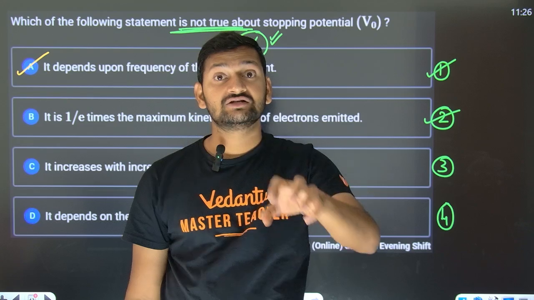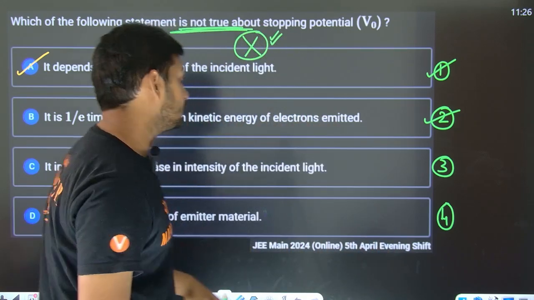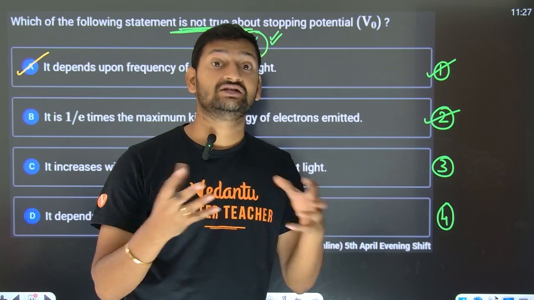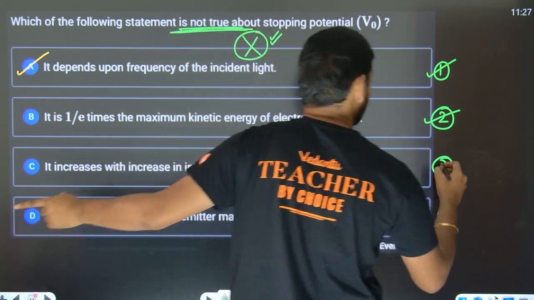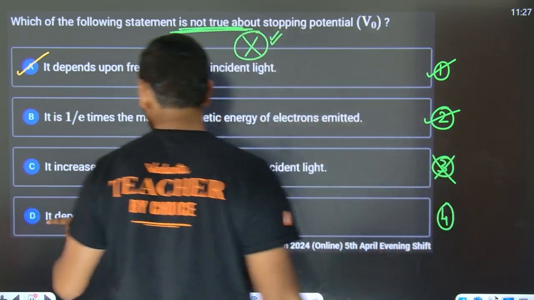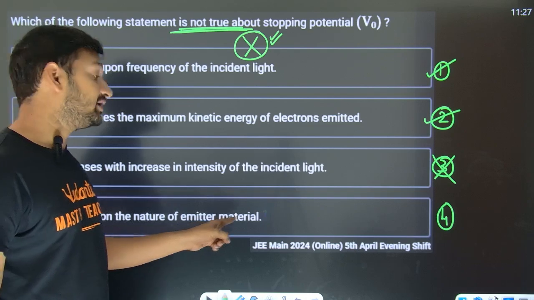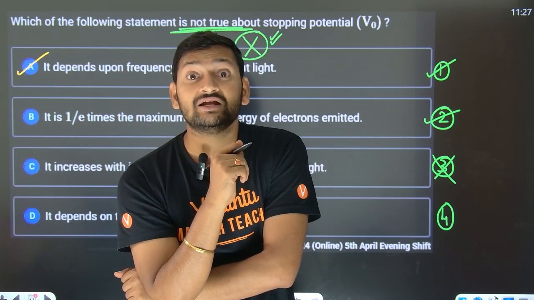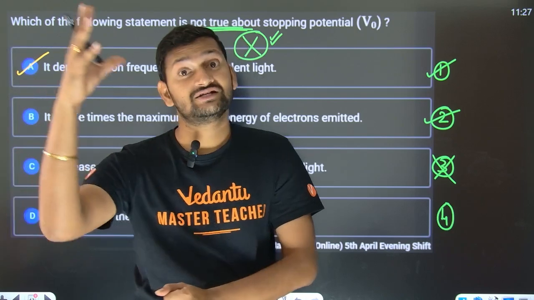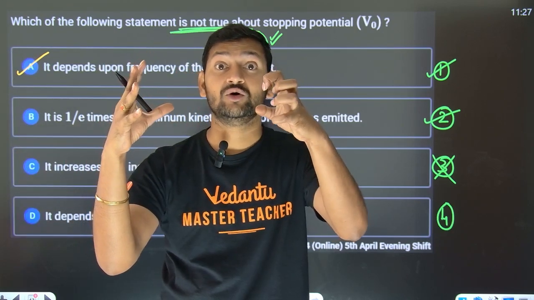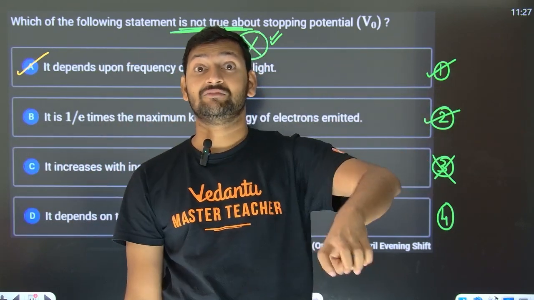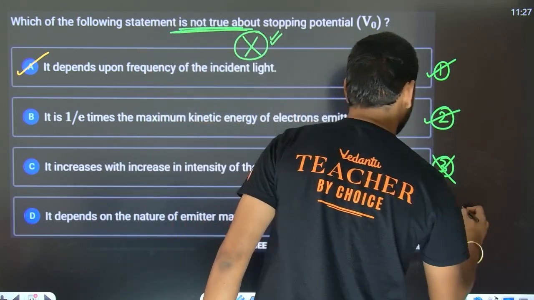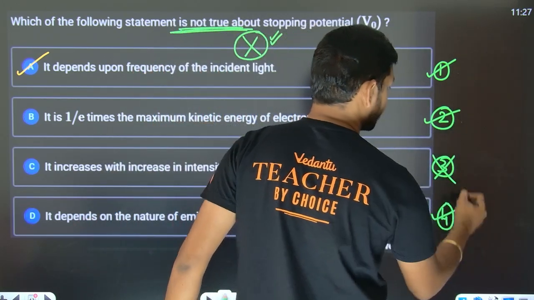So if you send same energy photons, then I already said to you, the stopping potential depends on the Ke max. Ke max depends on energy of photon. Okay, this is wrong. Next, it depends on the nature of emitter material. Yes, it depends. Why? Work function depends on material, na? So even if you send same energy photon, if work function is more, then less kinetic energy electron will come out. Less kinetic energy electron needs less stopping potential. So option 4 is correct. So 1, 2 and 4 are correct, 3 is wrong.